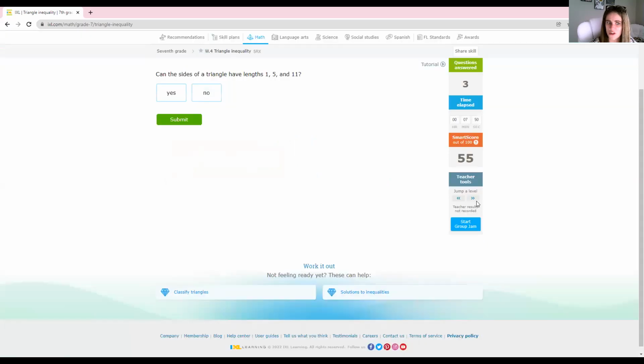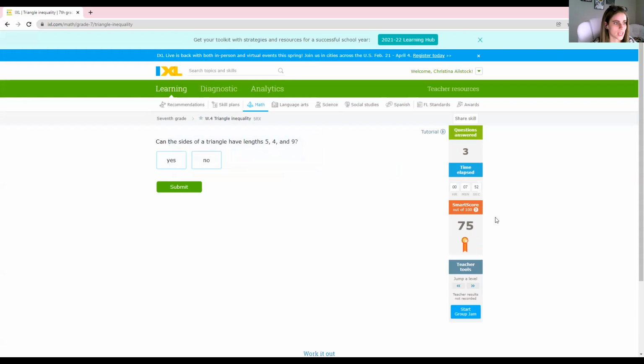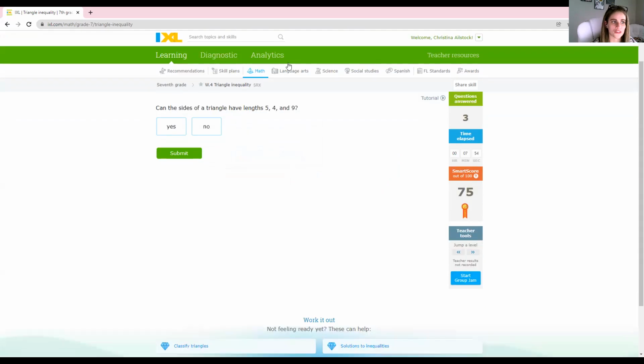All right, let's bump it up another notch. Can the sides of a triangle have lengths 5, 4, and 9? All right, add the first two up. So is 5 plus 4 greater than 9? 5, 6, 7, 8, 9. 9 is greater than 9? Does that work? No, 9 is equal to 9. And for the triangle inequality theorem to work, it has to be greater than. So once again, that doesn't work for us.